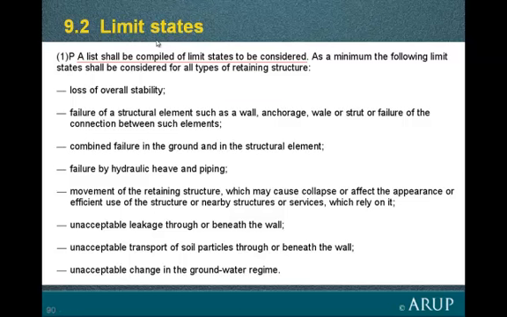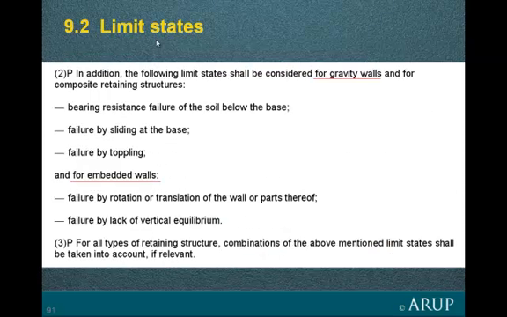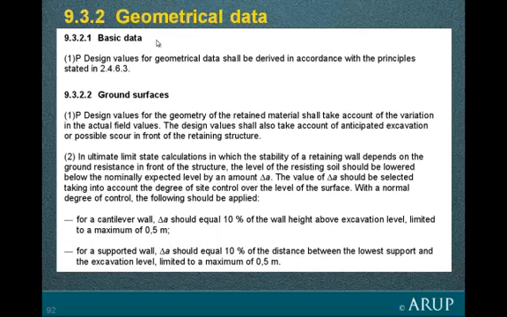So the code is pretty strong on checklists, and it recommends that you compile a list of limit states that the structure might be subject to. And it splits those up actually for gravity walls and embedded walls, and takes you through that. It's a very useful checklist just to work through and make sure you've covered everything. Geometrical data is particularly important for retaining structures, particularly the ground surfaces for excavations in front of retaining walls, and some special requirements have been introduced.